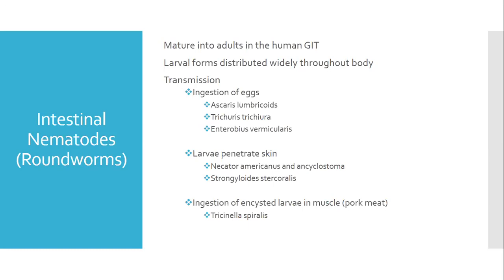Another group is transmitted via penetration through intact skin. This is for the hookworms, which are Necator americanus and Ancylostoma duodenale, and the other one is Strongyloides stercoralis. Then for those that like their pork a bit rare, be careful of this one. This particular one is transmitted via ingestion of the encysted larvae in muscle, specifically pork meat predominantly, and that's Trichinella.